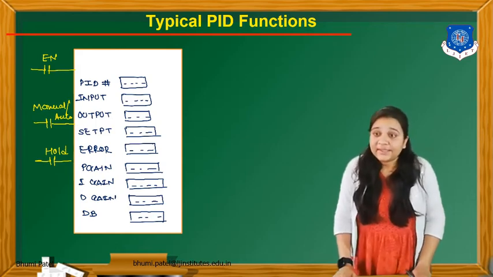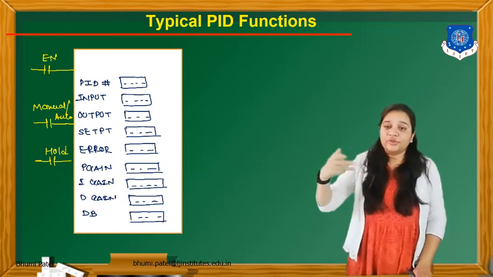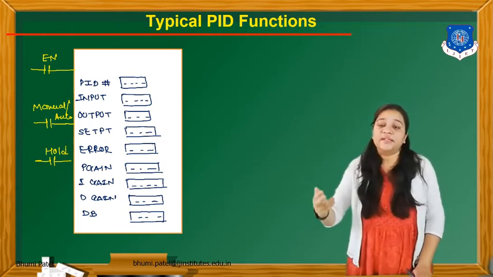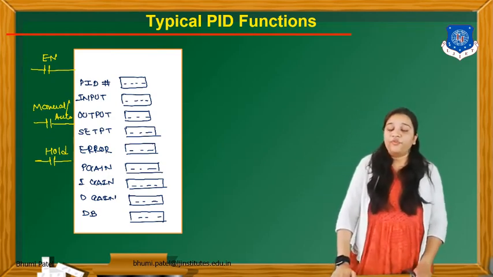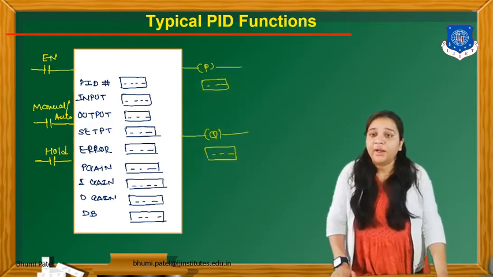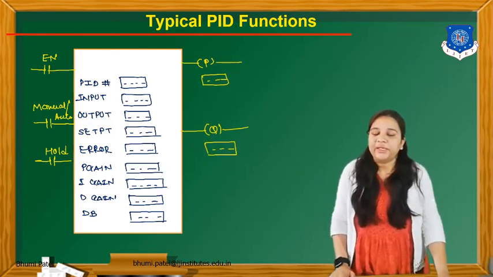We can easily change the input as well as the output. We can also change the set point value. We can change the P gain, I gain and D gain according to the output, and we can set this output in the proper format. Now this is my output, P and Q, for the PID function.